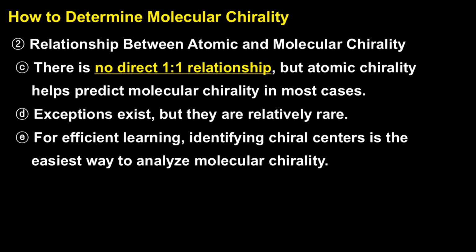At first, atomic chirality and molecular chirality might seem like they always go hand in hand, but that's not necessarily true. Most of the time, if a molecule has a chiral center, it's chiral. But there are some exceptions. They might be rare, but they're important because symmetry can sometimes cancel out atomic chirality. That's why it's just as important to check for symmetry as it is to identify chiral centers when figuring out whether a molecule is truly chiral.